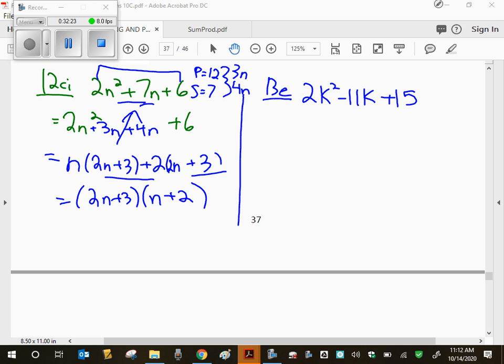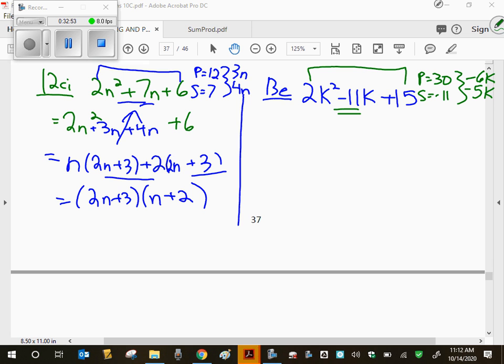Okay, let's fly to 13E. I like it. A little more challenging. You got a positive product and a negative sum. You should automatically think two negative numbers. What two numbers multiply to 30 and add to negative 11? Somebody? Hardest one we've done so far today. Good. Negative 6k and negative 5k.